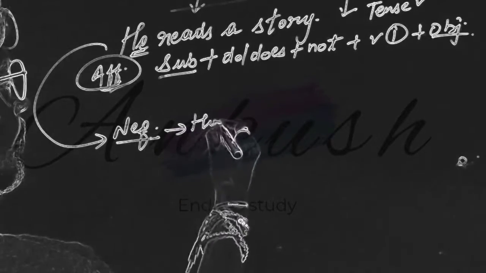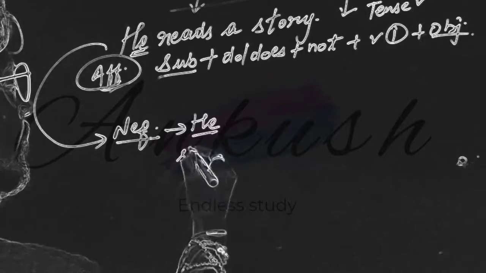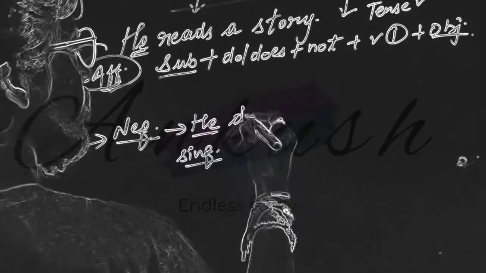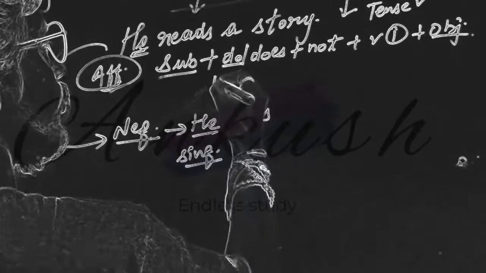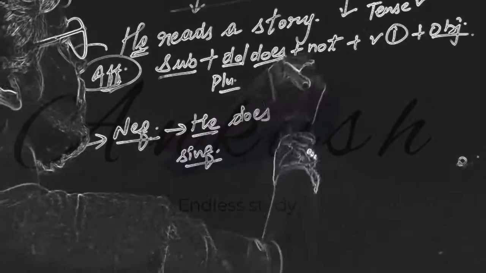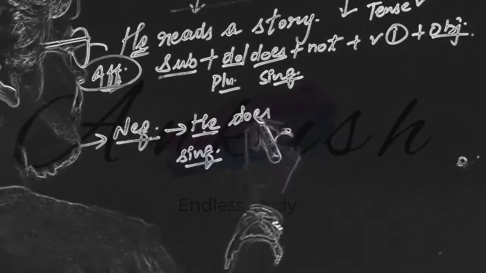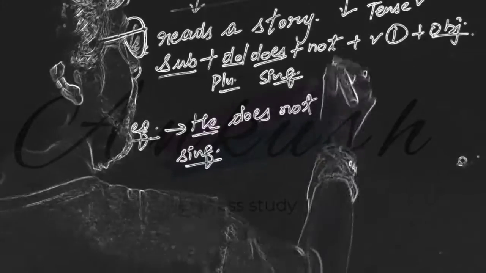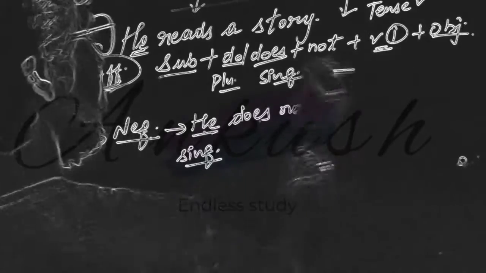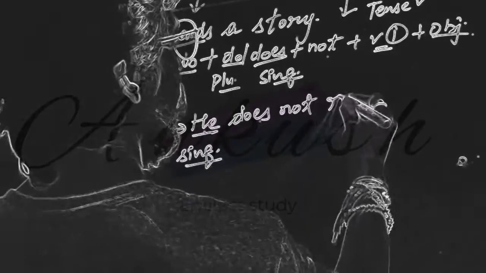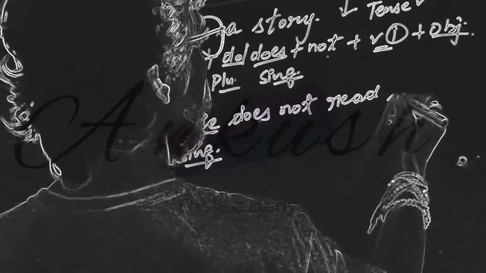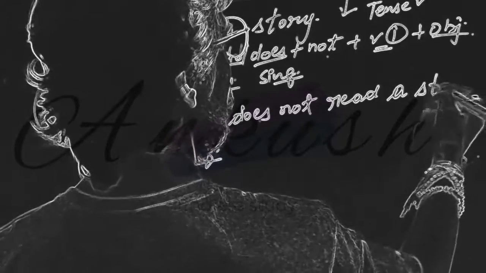Subject. What is our subject here? He. He is a singular subject. So what will we use here? Does. Do is used with plural subject and does is used with singular subject. He does not. After not, what will come? Verb first form. That is here, read. He does not read a story.